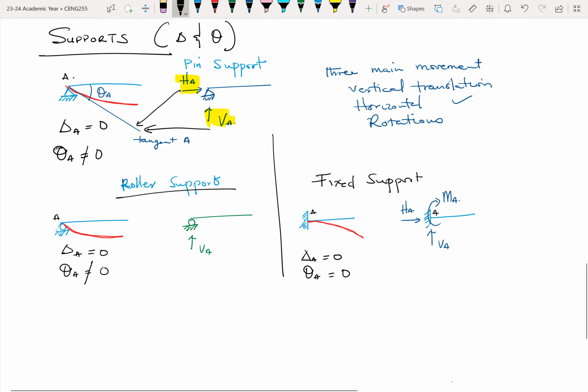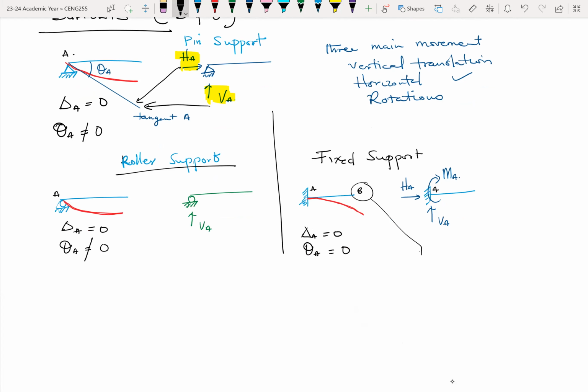So A is a fixed end, B is a free end. We are focusing on A for now.